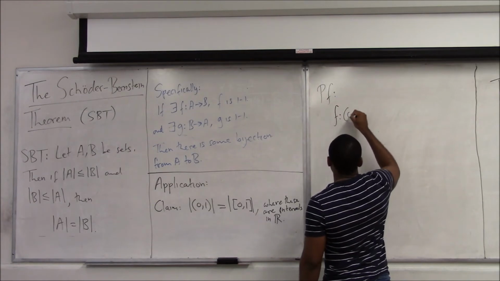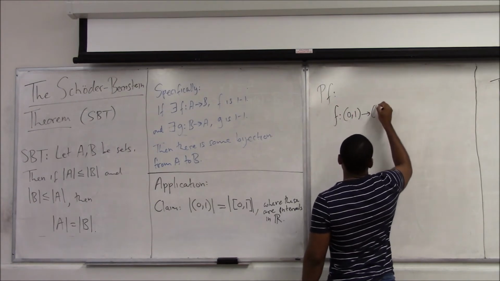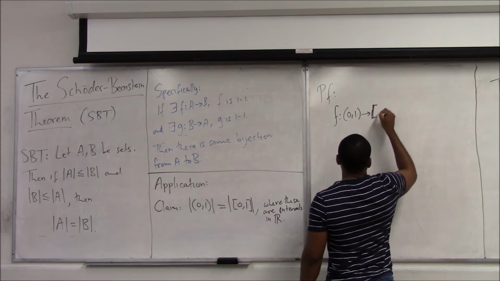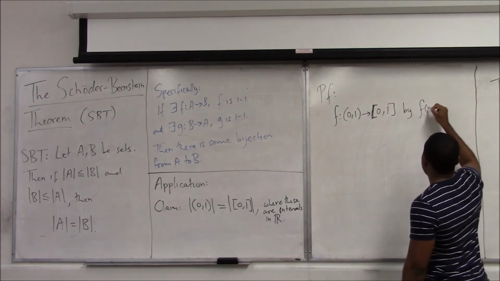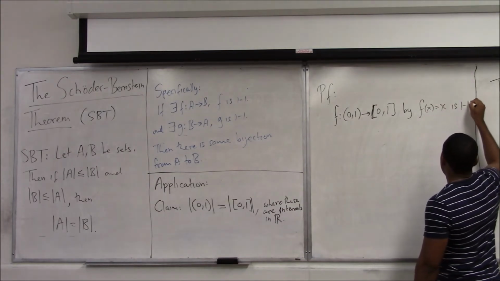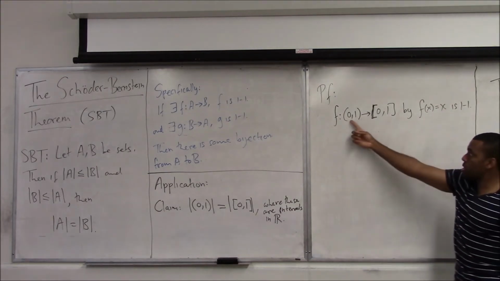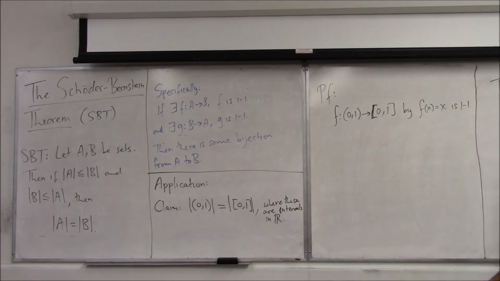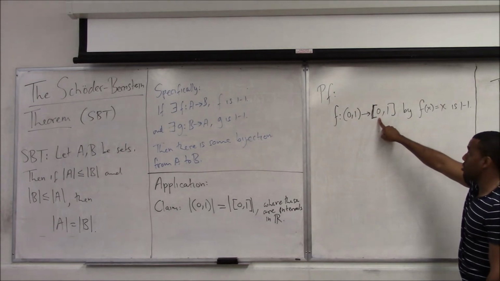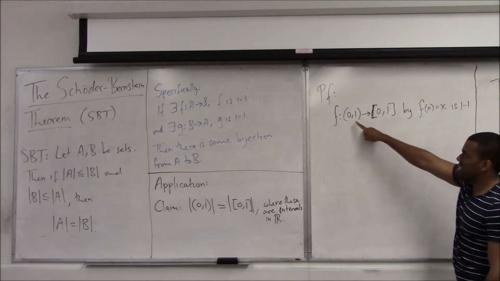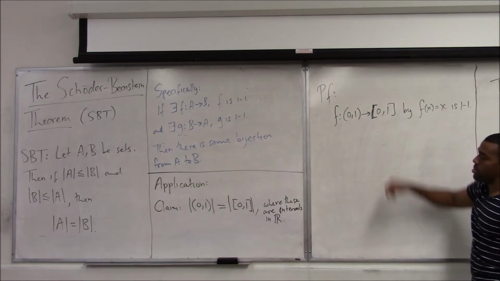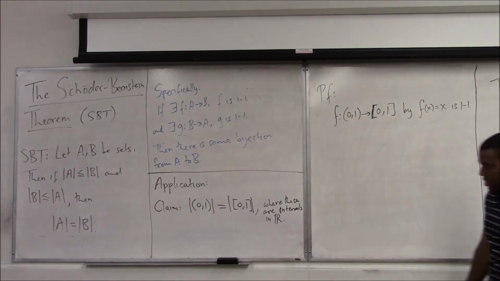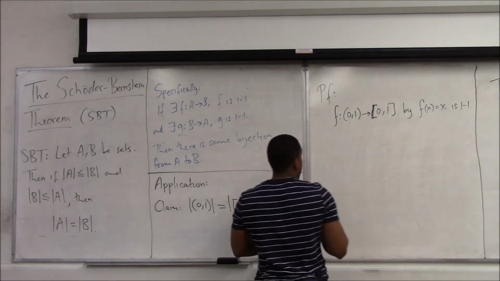f going from this guy to this guy by f of x equals x is 1-to-1, right? Just send every number here to itself in there. It'll definitely contain it, because this one has all the elements that are greater than or equal to 0 and less than or equal to 1. This one has those strict inequalities. So every member in this set is automatically a member of that set. So that is 1-to-1.